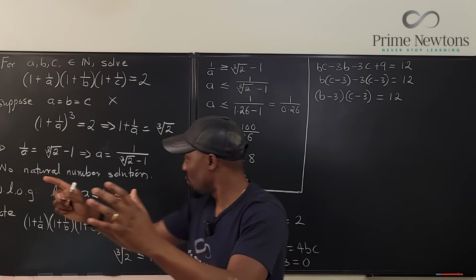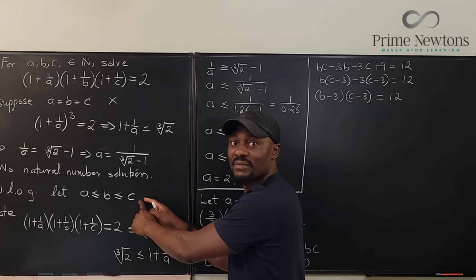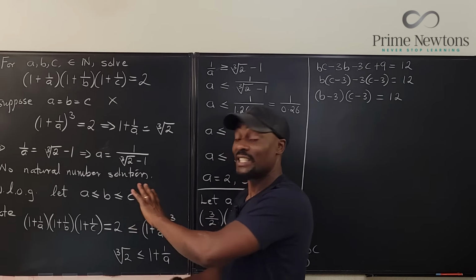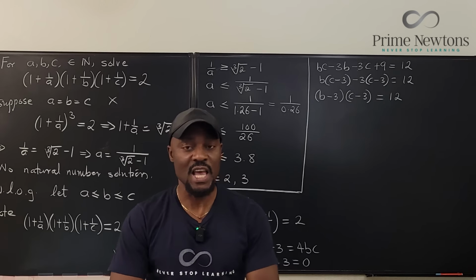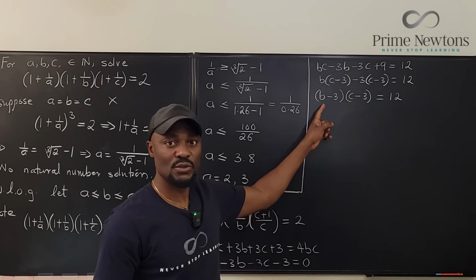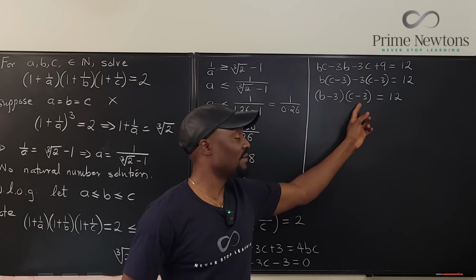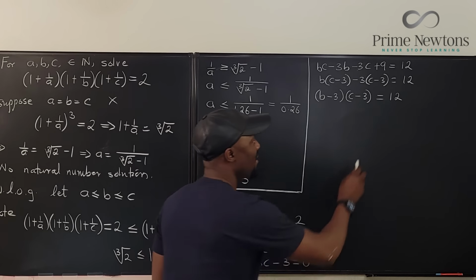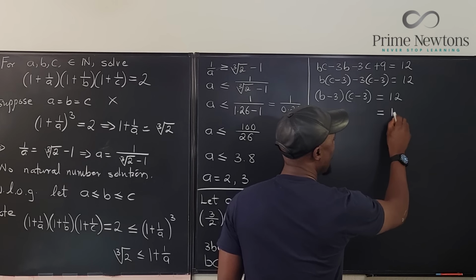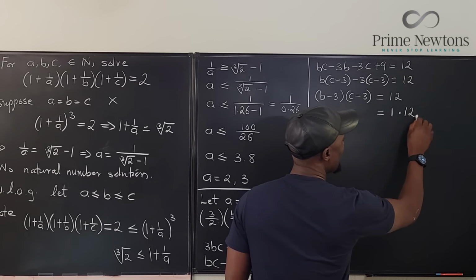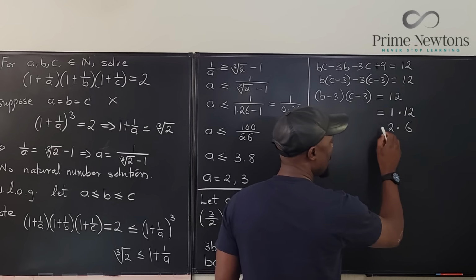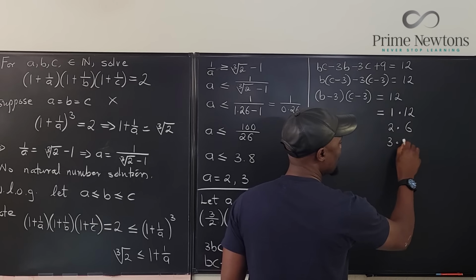Now, let's go back to this assumption. We said b is less than c. It's less than c or equal to c. So when we're taking the smaller factors of 12, they have to go to b. The bigger factors will have to go to c. So we can say from here, look, the possible options we have are 1 times 12. We also have 2 times 6. We also have 3 times 4.